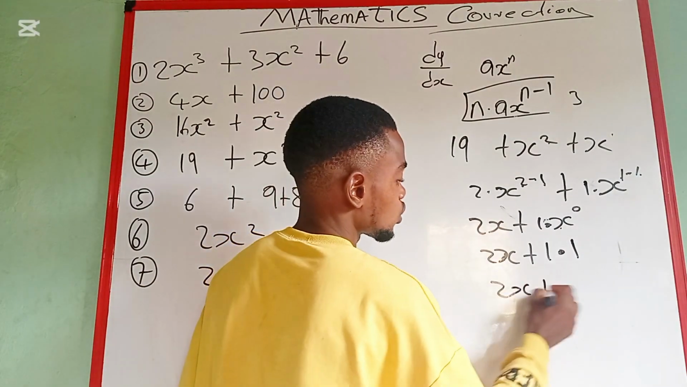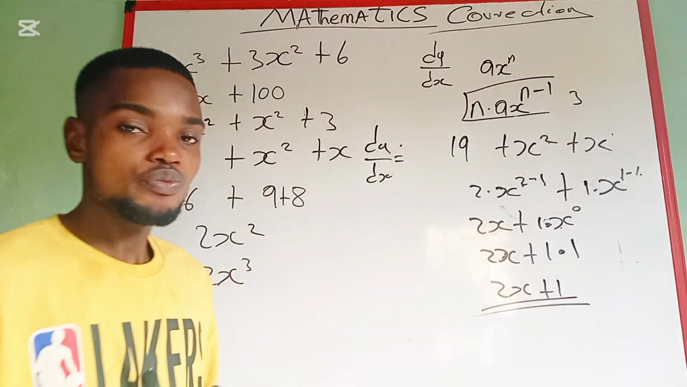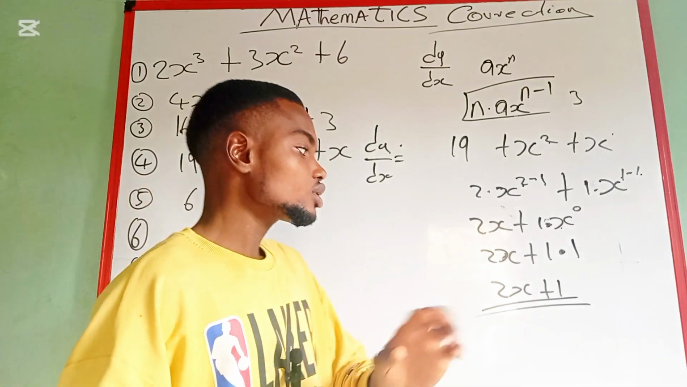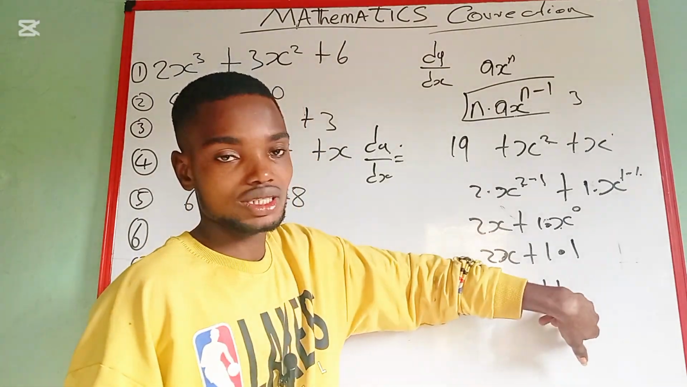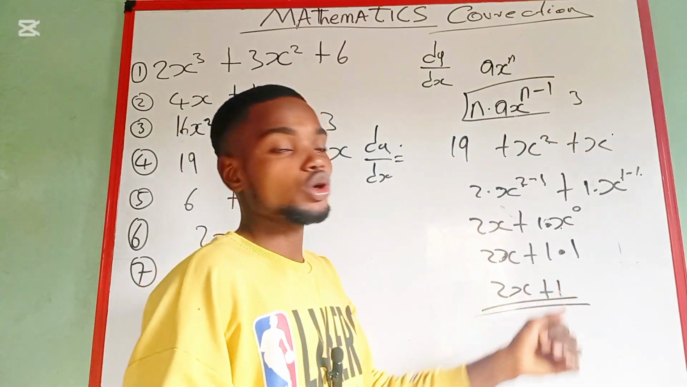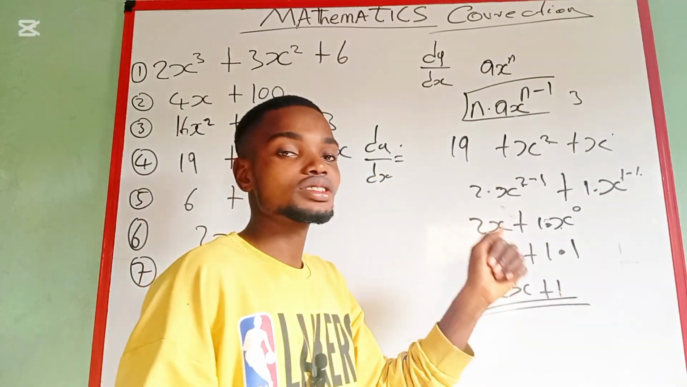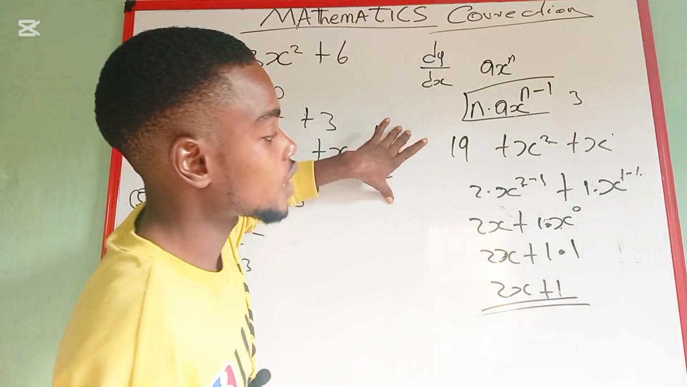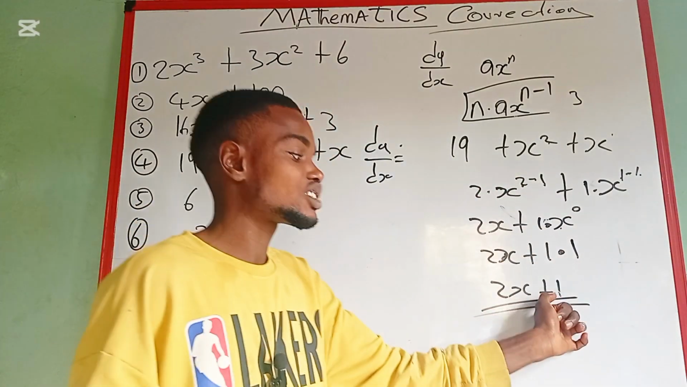So we have 2s plus 1 as the final answer. Now look at something. Do you know why I didn't call this a constant? Because I said that any constant number is 0. Do you know why I didn't write 0? Because this is the result gotten from differentiating. So after we differentiate, we got an answer of 1.